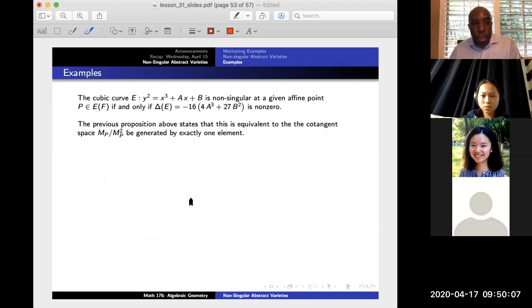Where I want to end for the last couple of minutes is going back to elliptic curves. And I want to say, what is this cotangent space? Right, so how do I really think of this cotangent space here? So remember that the statements are as follows.